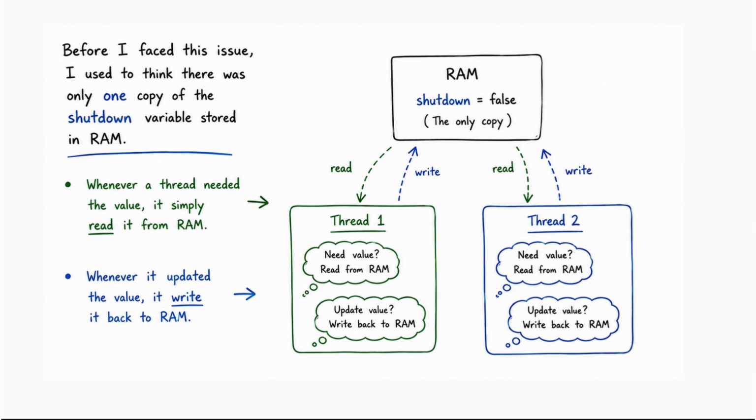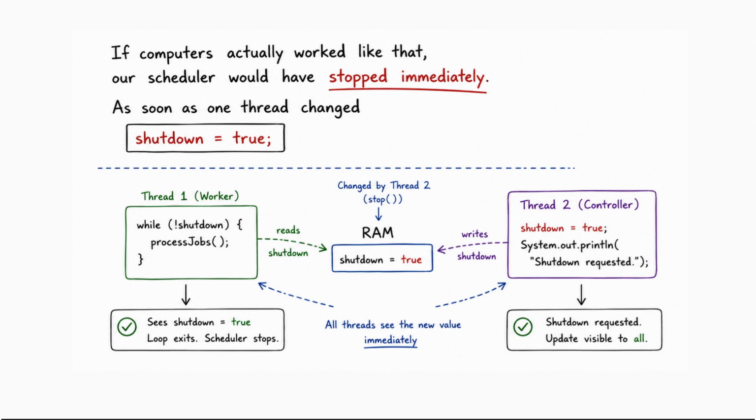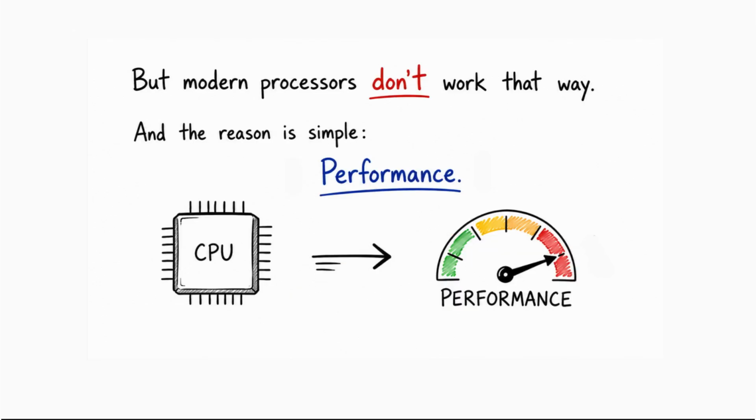Before I encountered this issue, I used to think there was only one copy of the shutdown variable stored in RAM. Whenever a thread needed the value, it simply read it from RAM. Whenever it updated the value, it wrote it back to RAM. If computers actually worked like that, our scheduler would have stopped immediately. As soon as one thread changed the value of the shutdown flag from false to true, every other thread would see the new value. But modern processors don't work that way, and the reason is simple: performance.